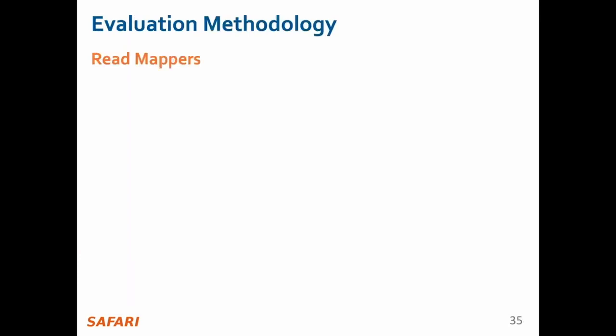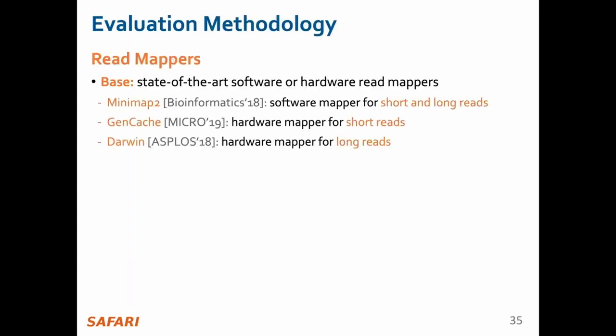We evaluate the following systems. For base, we use the state-of-the-art software and hardware read mappers for short and long reads. For software, we use Minimap2, and for hardware, we use GenCache and Darwin. The point to emphasize here is that the faster the read mapping becomes, by optimizing it more, using newer accelerators, or combining different techniques, the more the benefits of GenStore would increase because, as I discussed, the relative impact of IO overhead becomes higher.